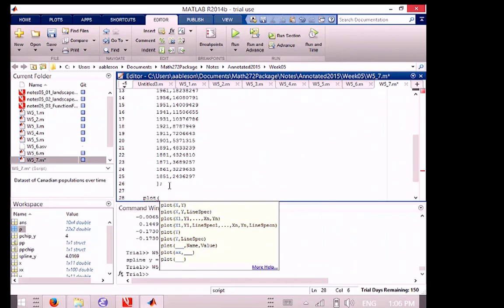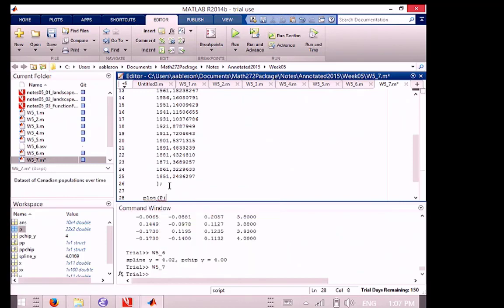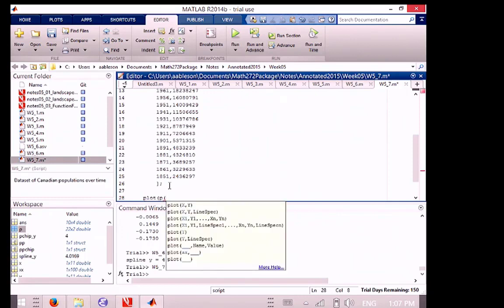Exactly. We need index. So we want the first column. That's where our x's are. So how do I get all the elements of the first column? What's the one-letter way to do this? All the rows. Yeah, all the rows is a colon, comma 1. And then same thing for the y. I want all the rows but the second column.